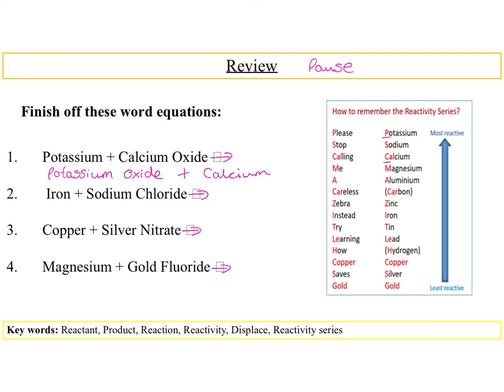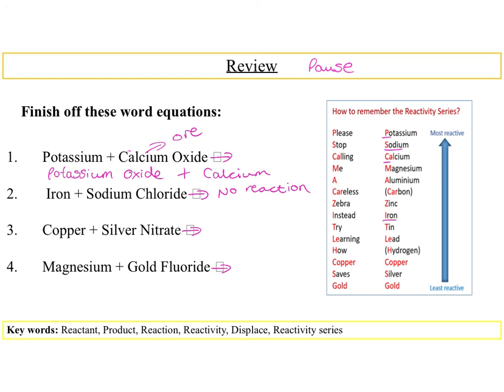We can use it for all examples. So remember, these are likely to have been extracted from the earth, coming out in an ore, but we want calcium on its own. Iron and sodium chloride. Iron is here, sodium's up here, so unfortunately there'll be no reaction. Iron is less reactive than sodium, it's not going to displace it.